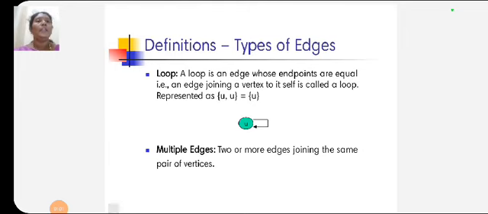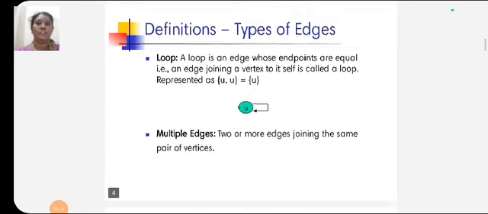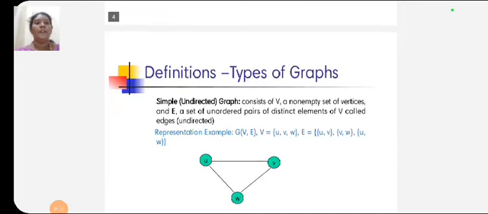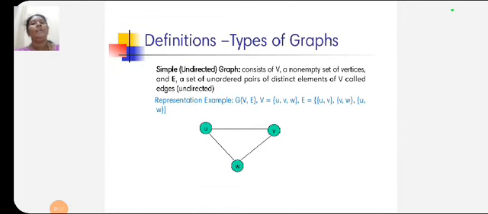Next, loop. A loop is an edge whose end points are equal. That is, an edge joining a vertex to itself is called a loop. Or multiple edges. Two or more edges joining the same pair of vertices is called a multiple edge. Next, a simple graph. If a graph has no directed edges, then it is said to be a simple graph. So here we have a graph with 3 vertices and 3 edges, but none of the edges is represented with direction, so it is a simple graph.